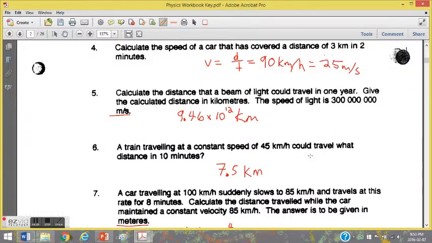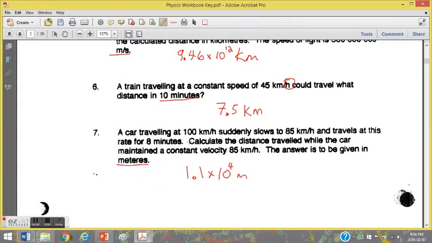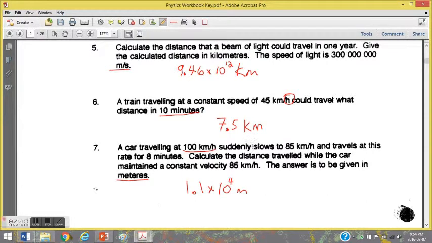Number 6, D is equal again to velocity multiplied by time. Change this into hours to cancel out the hours here by dividing by 60. And we have 7.5 kilometers. Okay, the 100 kilometers an hour stuff is just useless information to distract you. What we care about is the 85 and traveling at that rate for 8 minutes.